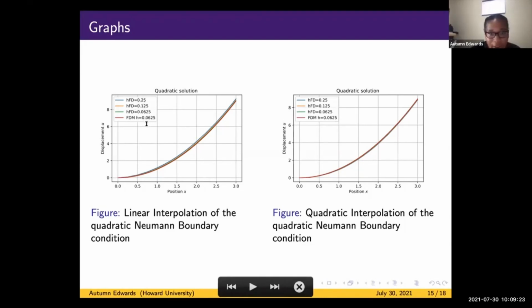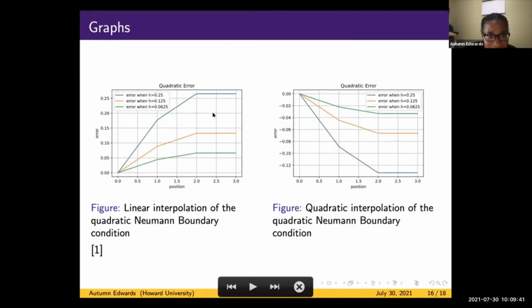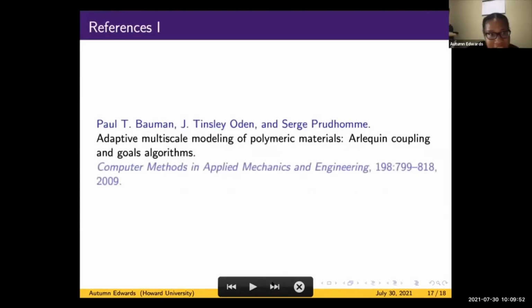And we can see that our error, the quadratic right here, you can't really see it. It's really hard to see the different ones because they're so close together, which we predicted. It's a lot more efficient than our linear interpolation on this side. And then again, we have the error plots. And we can see that on our linear side, our error is a lot greater than it is when we did our quadratic interpolation.